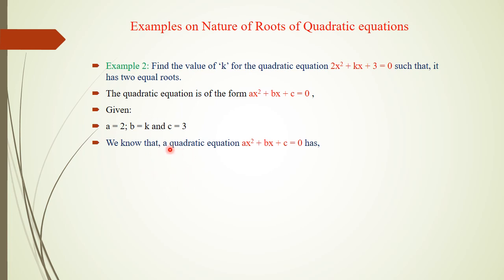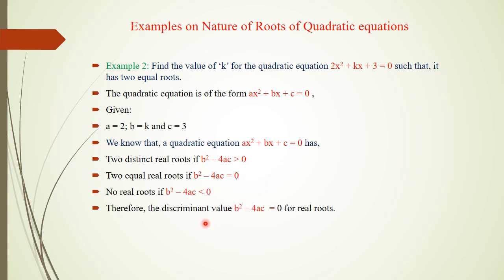We know that a quadratic equation ax square plus bx plus c is equal to 0 has two distinct roots if b square minus 4ac is greater than 0. This condition is not applicable for our question. Now you can see that for two equivalent real roots, b square minus 4ac should be equal to 0. Therefore, I will make use of this statement.